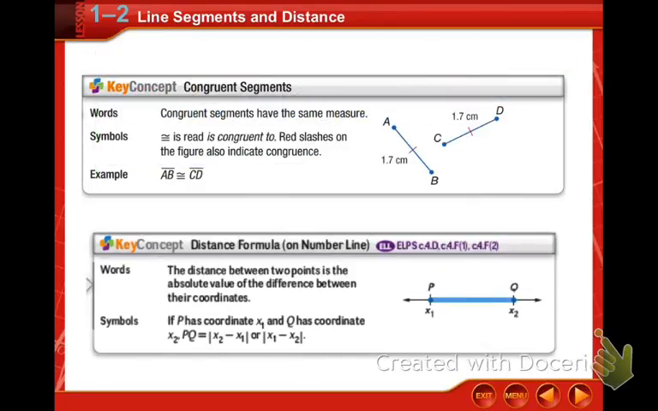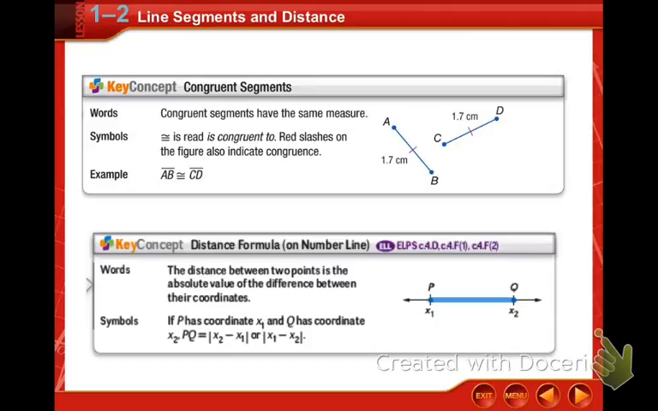Here's some information involving congruent segments. So if we know congruent segments have the same measure, then that symbol there with the squiggly over the equal sign is read as congruent to. And then red slashes on the figure also indicate congruence, so you can see in the picture they both have a little pink line that tells us that they are congruent.